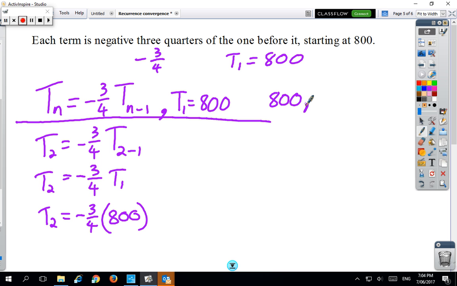So there's our first term, and we found our second term. The 3/4 of 800 is 600, and the negative will make it negative. Your calculator will work that out for you. Now again, this is just going to be minus 3/4 of each preceding term. I'll give you a moment if you want to pause it and see if you can work out what the next two terms are. Okay, so minus 3/4 of minus 600 is 450.